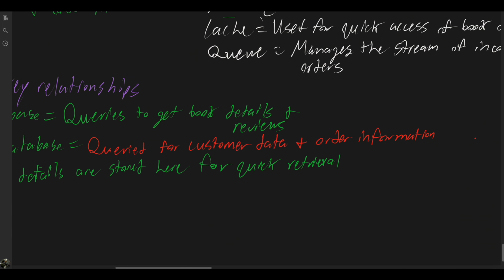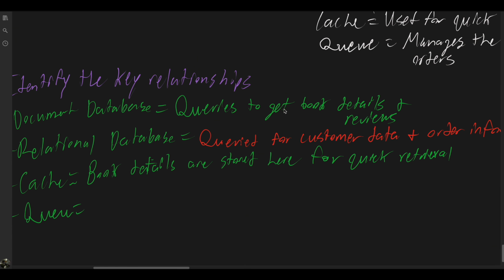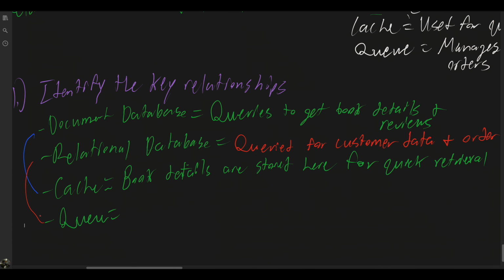And since a queue manages the stream of incoming orders, the relational database is also coinciding with the queue. For the queue manages the order processing via a message queue.